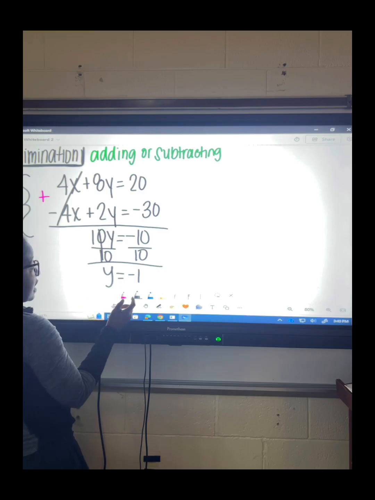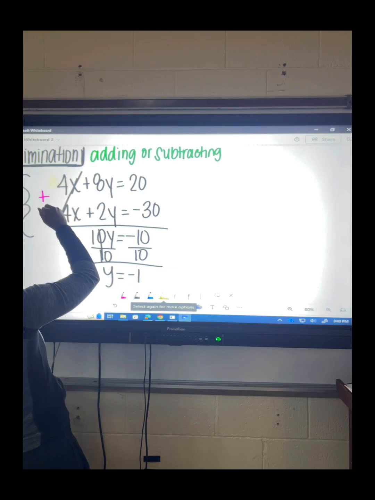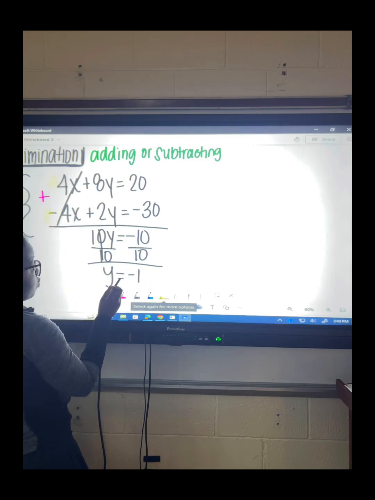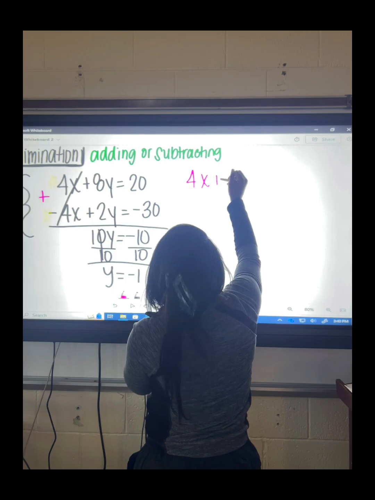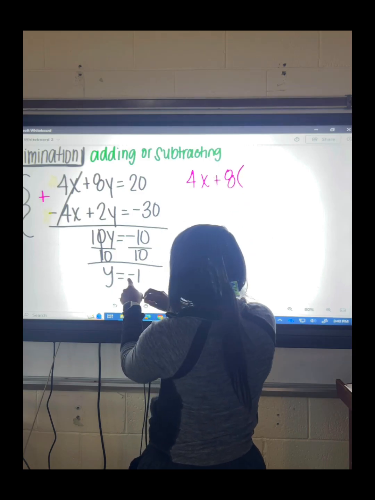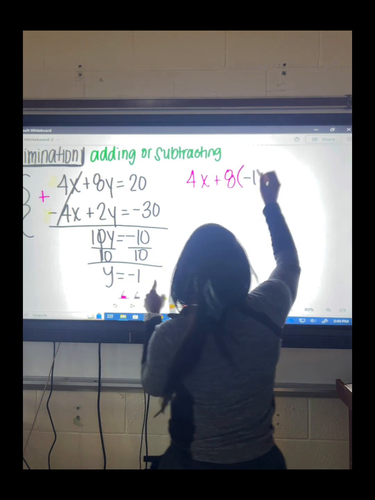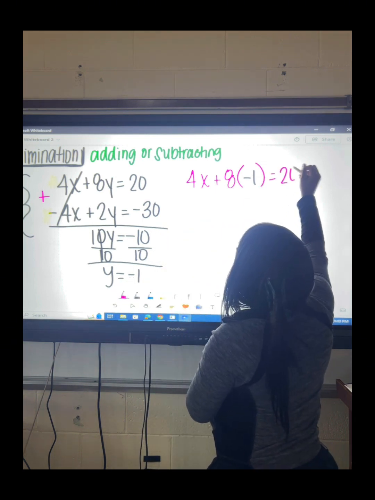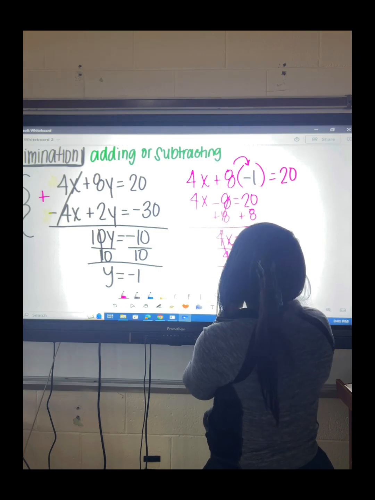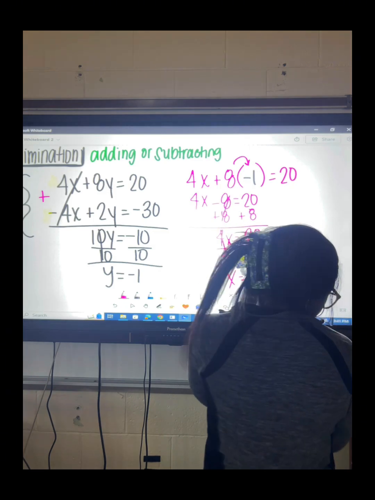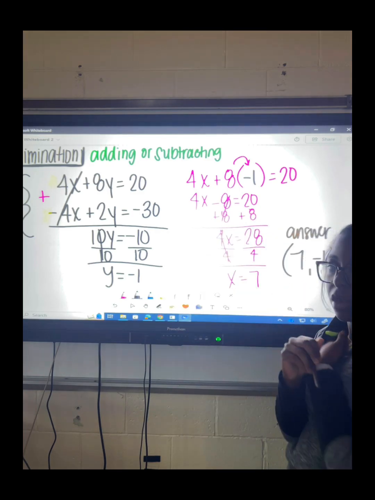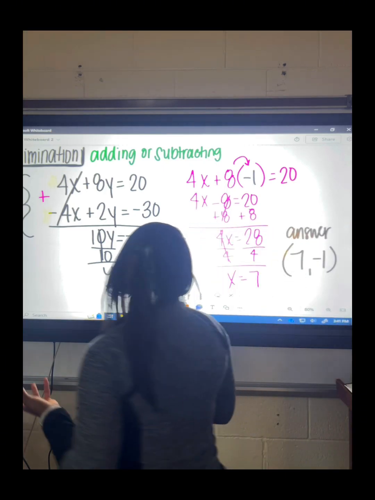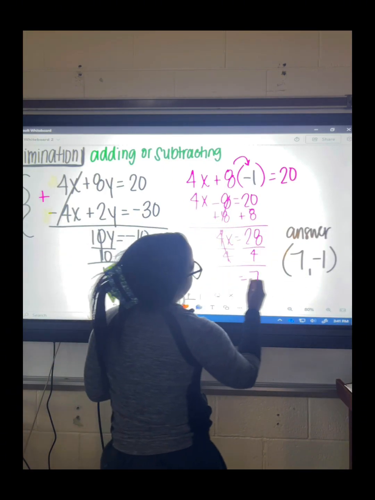Now you can plug into either one of these equations up here to get x. Either one, it does not matter, because this y is the same as this y, it's going to be the same. So let's say I want to use the top one. So plug in -1 for y, and then I solve for x. X equals 7. Okay? So my answer, 7, -1. Alright? So that's pretty easy, right? Cancel one out, find the other one, bam. Let's try another one.